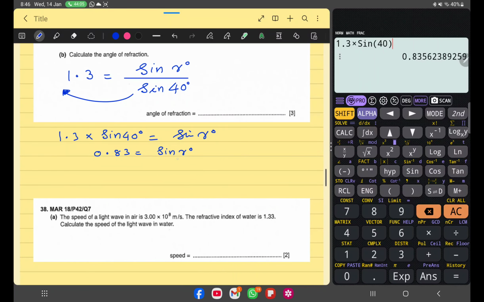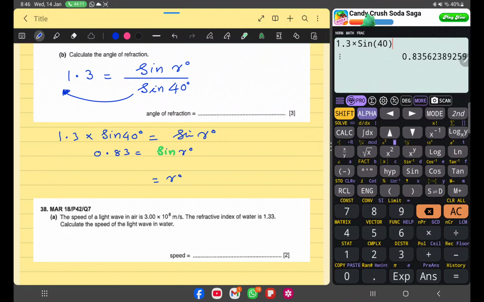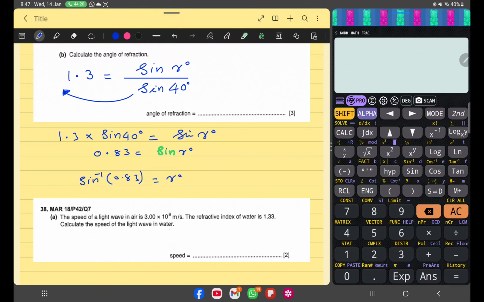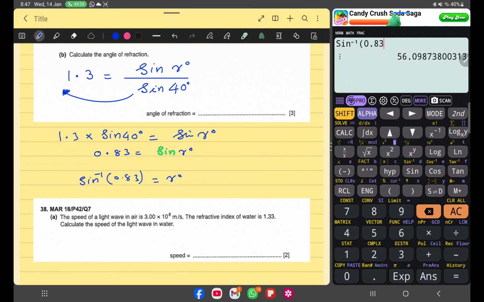And if you have to calculate angle r, then this sine becomes sine inverse, and I'm writing sine inverse 0.83 on the screen. Shift sine 0.83, so the answer is 56 degrees.